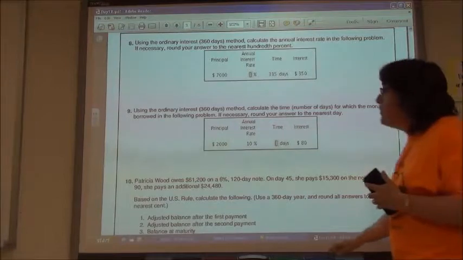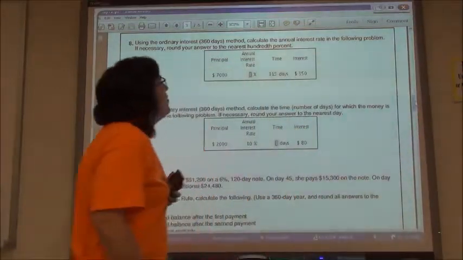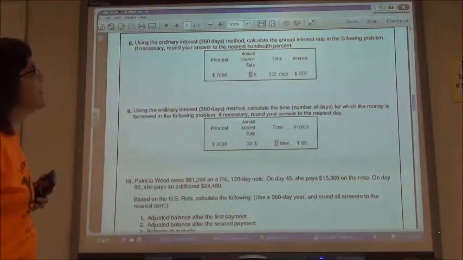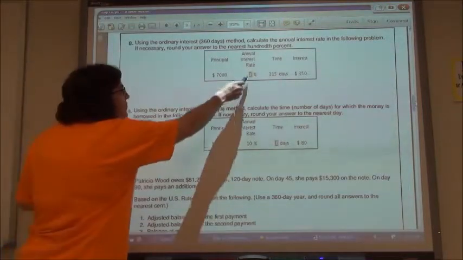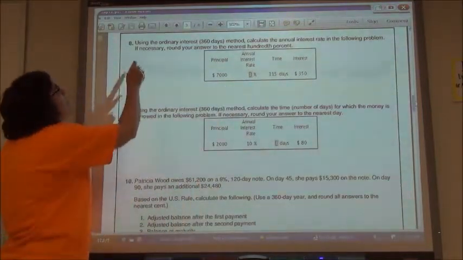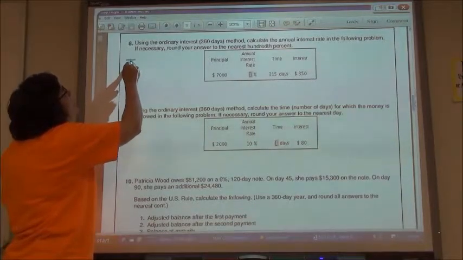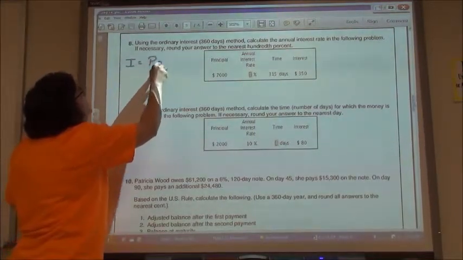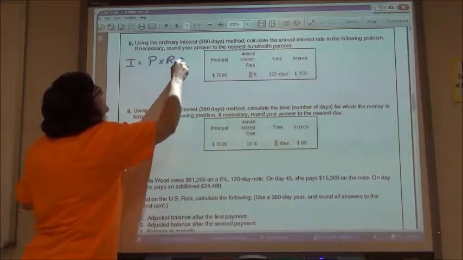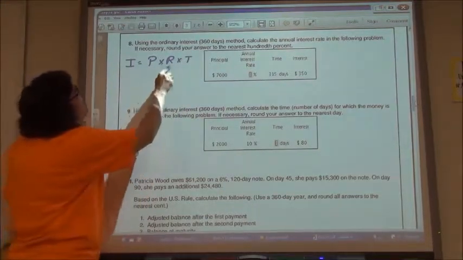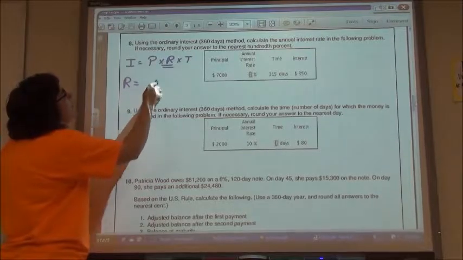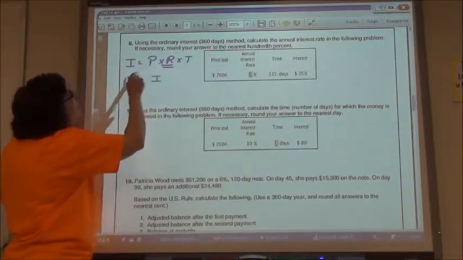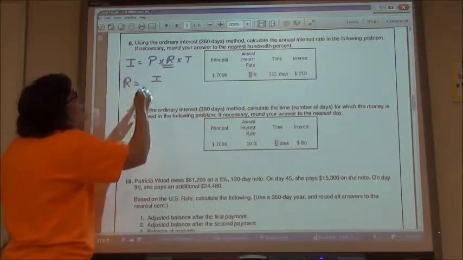Number 8 then, if I'm using ordinary interest, calculate the annual interest rate in the following problem. So now on this one, we're looking for a different value. But again, we go back to our regular formula for interest. Interest is equal to the principal times the rate times the time. If I'm solving it for the rate, I'm going to take that the rate is equal to the interest, and I have to divide by the principal and the time this time.